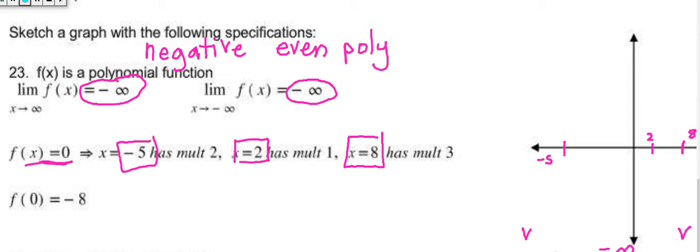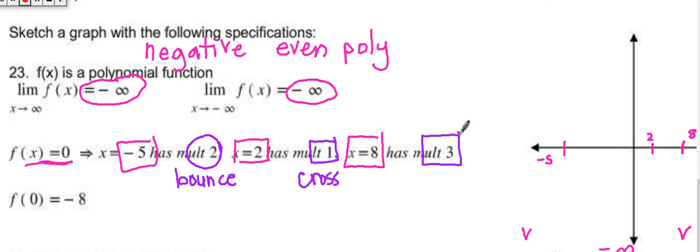Now we have to deal with the multiplicities. So if my equation, or my 0, has a multiplicity of 2, that means the graph is going to bounce at this 0. It will not cross the axis. It will turn around and go the exact opposite way. If it has a multiplicity of 1, it is going to cross from positive to negative in the y values. And if it has a multiplicity of 3, it will also cross, but not so steep. So your graph is going to flatten where it crosses with a multiplicity of 3.